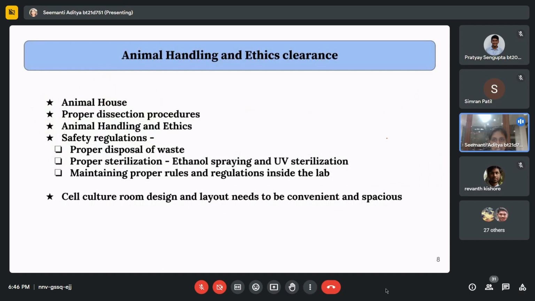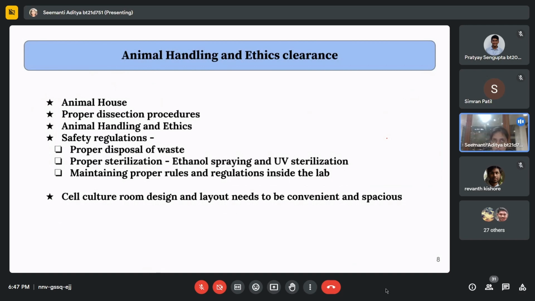Next is animal handling and ethics clearance. This concerns people who are working with animals and with primary cell culture. I had discussed what primary cell culture is in the earlier class, but I'll just tell it again. Whenever you want to dissect a tissue or cells directly from animals inside the cell culture facility, the first set of cells that we isolate from the animals is known as the primary cells.